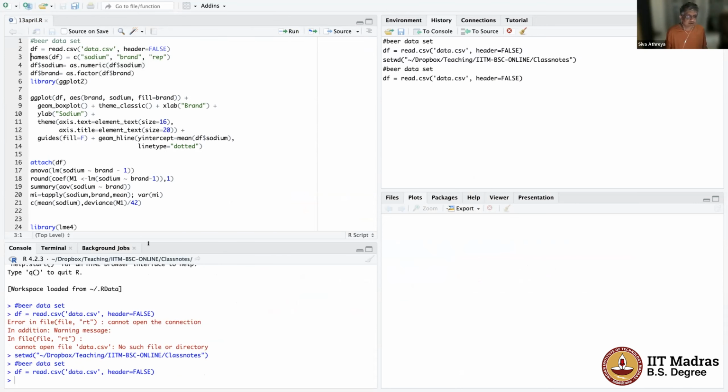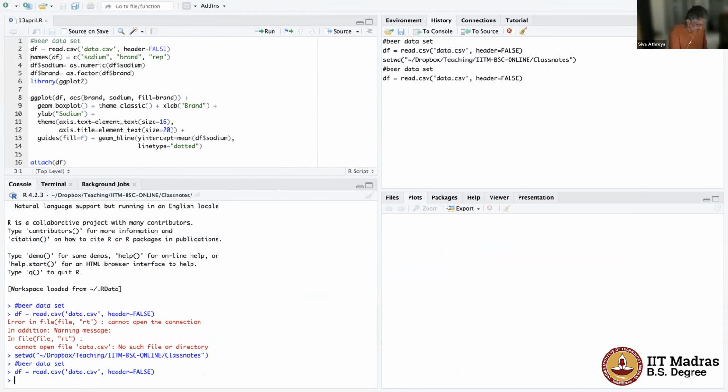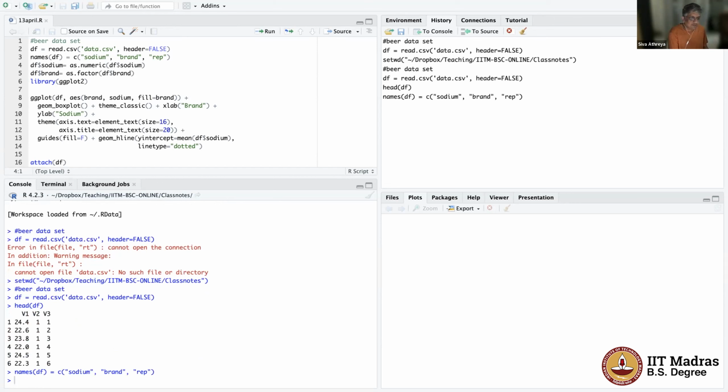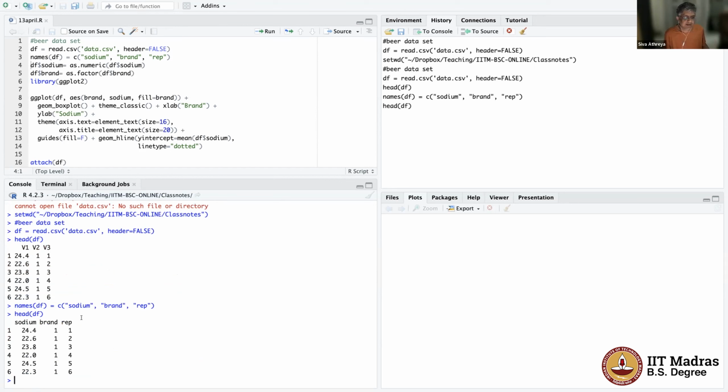Let me go down below and do a head of DF. Since I put header equal to false, it only gives the sodium, the brand, and the repetition of the experiments for each brand. So let me give names to the data frame. Now head DF should show sodium and brand. Then I want sodium to be numeric and brand as a factor, since I'm trying to understand the differences between brands.